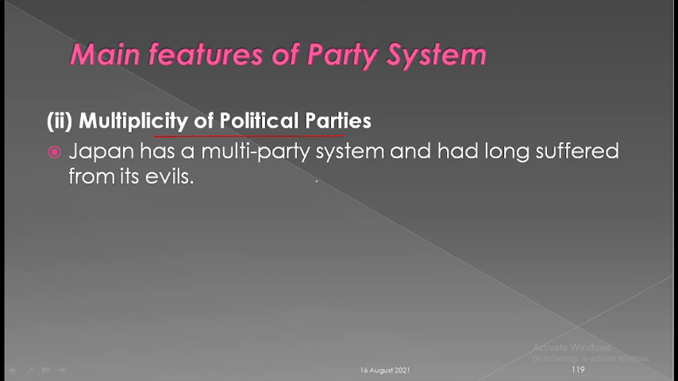In most of the elections, 5 to 7 or even 8 parties contested the election, or there are about 5, 6 or 7 major political parties in Japan. In other words, there is a multi-party system in Japan, and they also often suffer the evils of having a multi-party system.